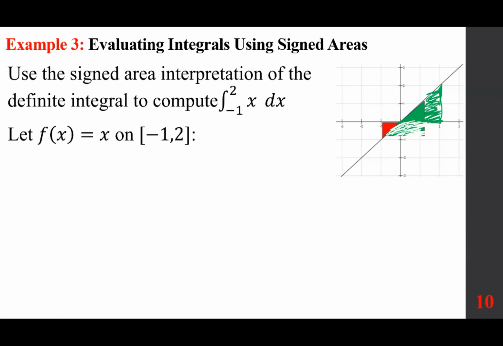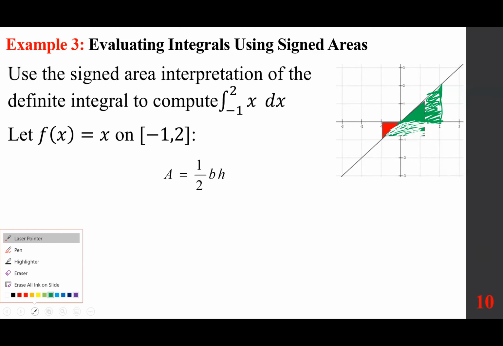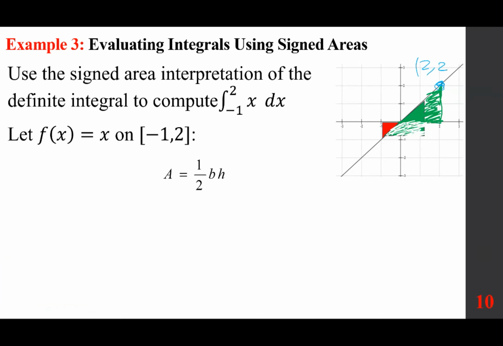All right. So each one is a geometric shape we are familiar with. It's a triangle, and the area is 1/2 base times the height. Y equals x. So if you look at this point, we have coordinates (2, 2), which means the area for the green one is 1/2 times 2 times 2, which makes it 2.